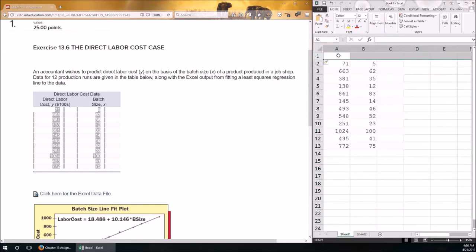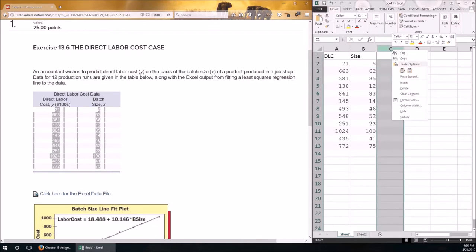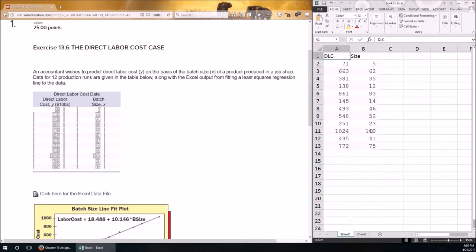This is Direct Labor Cost, DLC. And this is batch size. I could do BS, but I'm not going to, so I'll just go size. There, that's better. I'm going to get rid of that column. Delete. So we've got the data into Excel. Notice that this is the Y and this is the X. It's going to be kind of important.